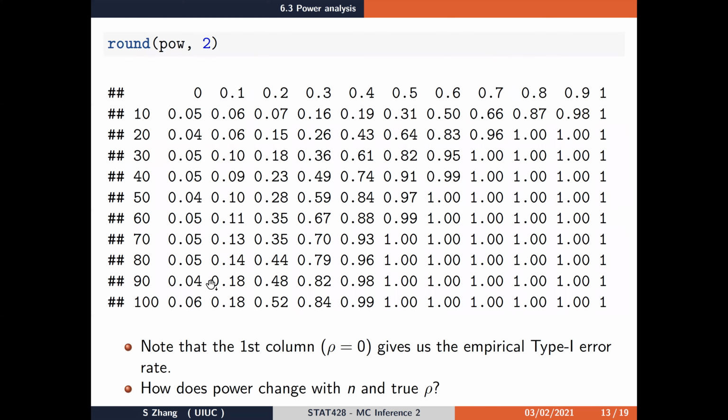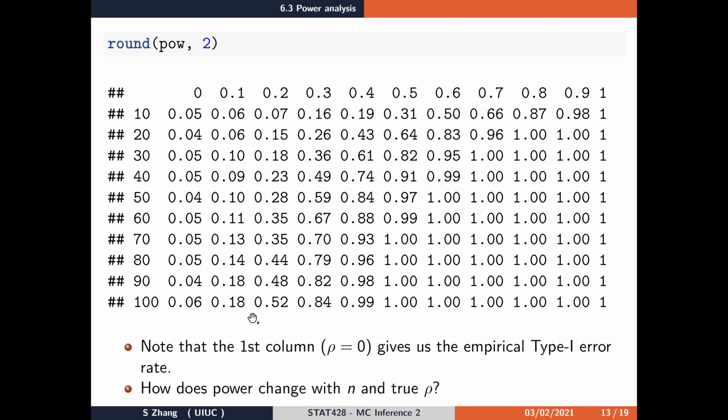Note that the first column, which is the case where rho is equal to 0, actually gives us the empirical type 1 error rate. That is, when x and y are truly uncorrelated, what is the proportion of times that we tend to reject the null hypothesis? And we can see that all of them are quite close to the theoretical value of 0.05, which is good.